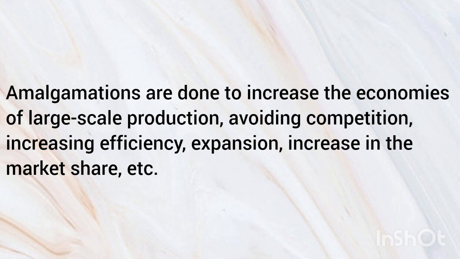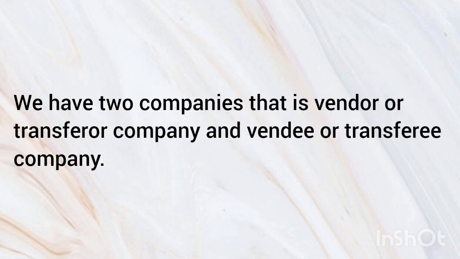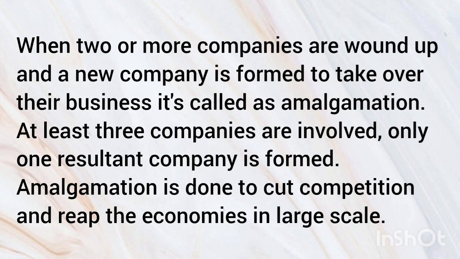Amalgamations are done to increase the economies of large scale production, avoiding competition, increasing efficiency, expansion, increase in the market share, etc. Here we have two companies, that is vendor or transferor company and vendee or transferee company. When two or more companies are wound up and a new company is formed to take over their business, it's called amalgamation. At least three companies are involved, only one resultant company is formed. Amalgamation is done to cut competition and reap the economies in large scale.